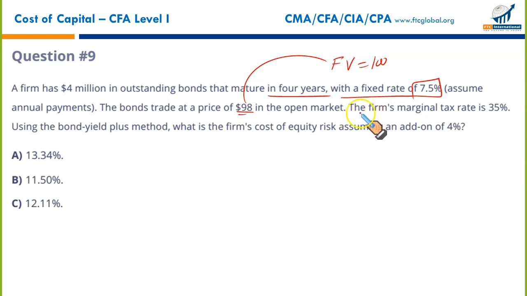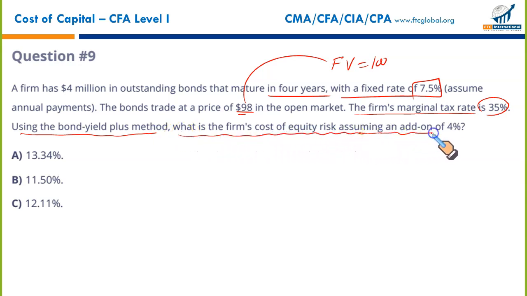Okay, what else do we need? The firm's marginal tax rate is 35%. Using the bond yield plus method, what is the firm's cost of equity, assuming a risk add-on of 4%? We have many ways to incorporate risk in our cost of equity calculation. One of these is that cost of common equity can be adjusted for an equity risk factor.